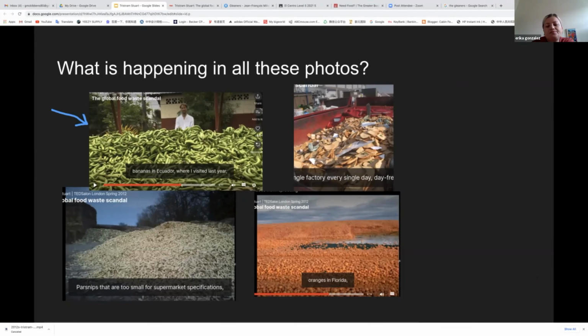It's good, but it doesn't look good for the supermarket. Exactly. So the bananas just don't look very attractive, so they're going to be thrown away. Good. Who knows what this picture is?